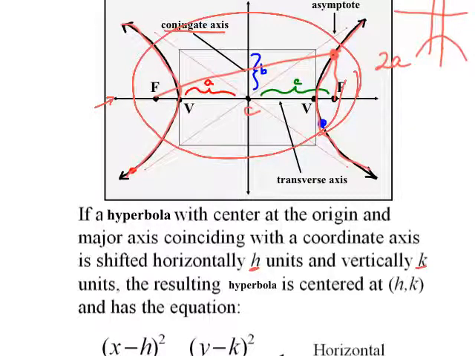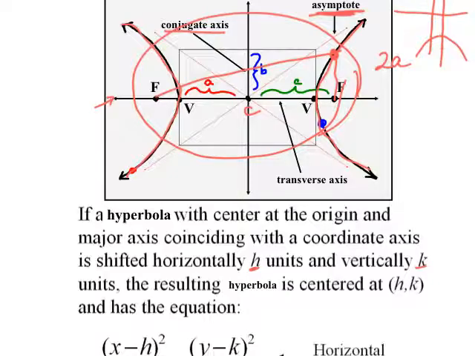There's also something called an asymptote in your graph, and the asymptote is very important when you're drawing your hyperbola, because an asymptote is like a boundary line. It's a limit where the curve will approach it but never touch it.